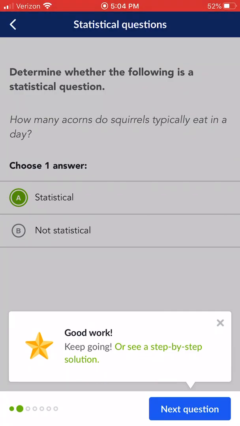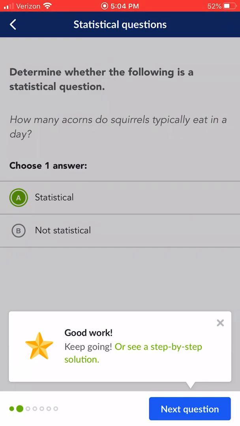Woohoo! Because you couldn't base it on just one squirrel. Yes, you'd have to study the data of one squirrel and then another squirrel and multiple squirrels, but ultimately you're going to be able to answer that question. And when you see the word typically, that's a sign. It's not necessarily the only thing, but that's typically a sign that your question is statistical.